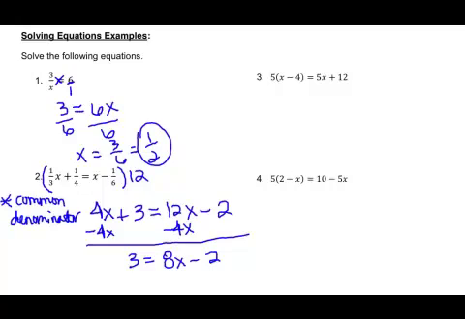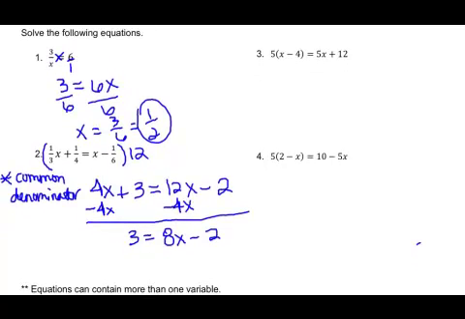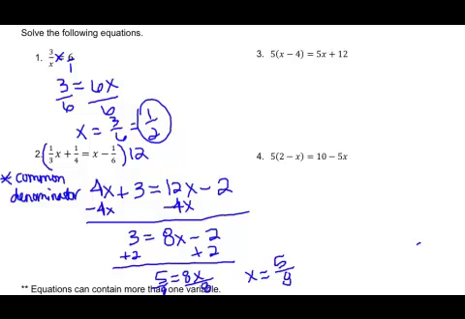minus 2. Now we have x multiplied by 8, and then we're subtracting 2. So the opposite of subtraction is going to be addition. So we're going to add 2 to both sides. 3 plus 2 is 5, so 5 equals 8x. And then to get x by itself, we're going to divide by 8. So x equals 5/8. Again, if we plug that in, we should get a correct solution.